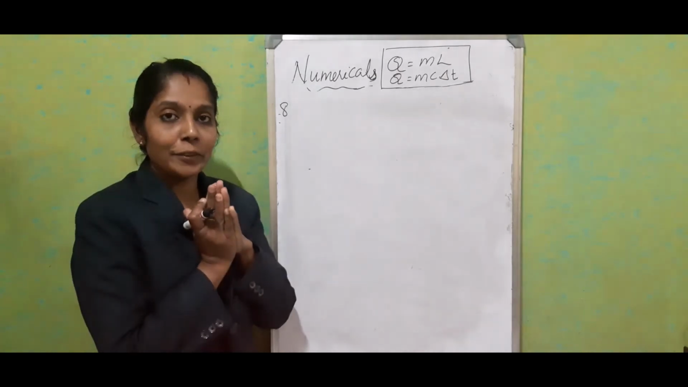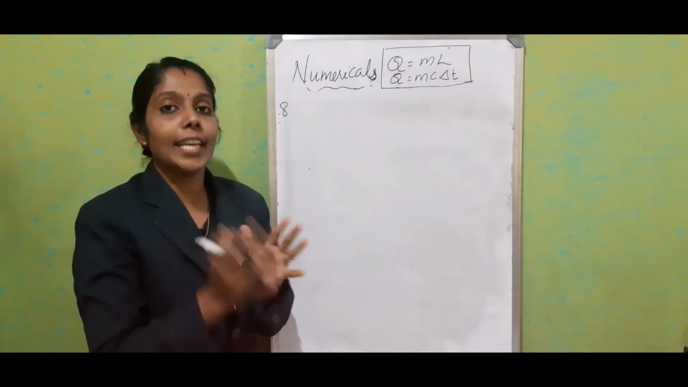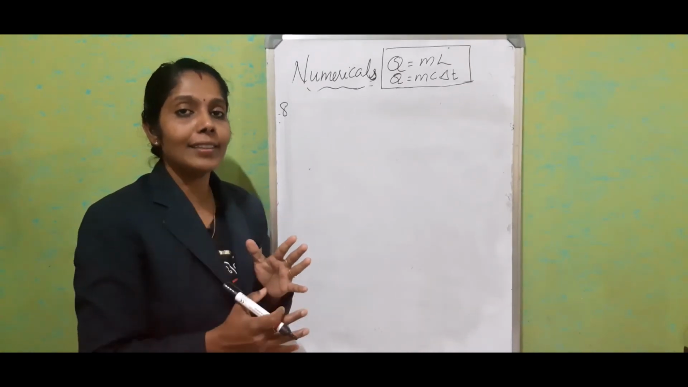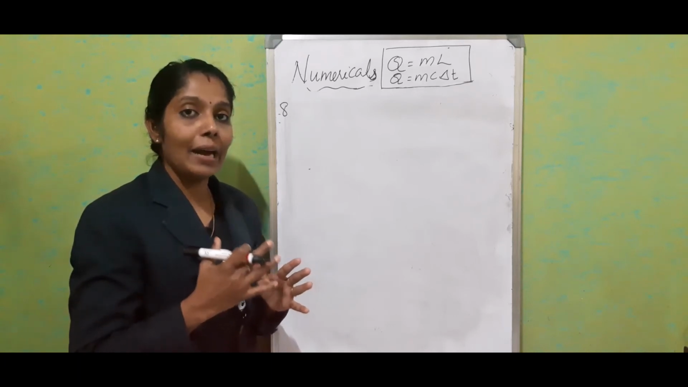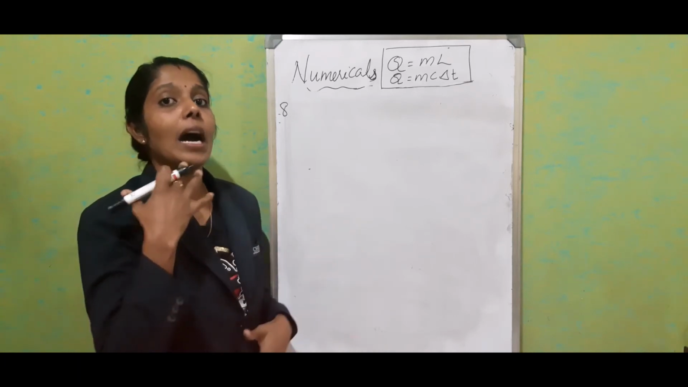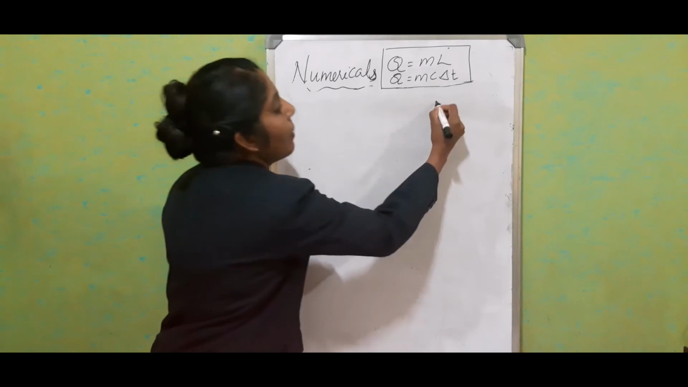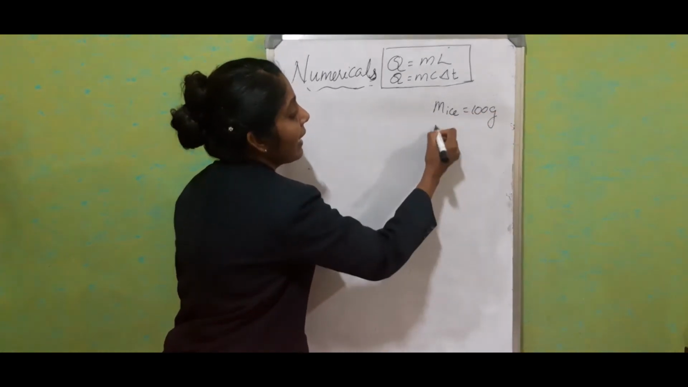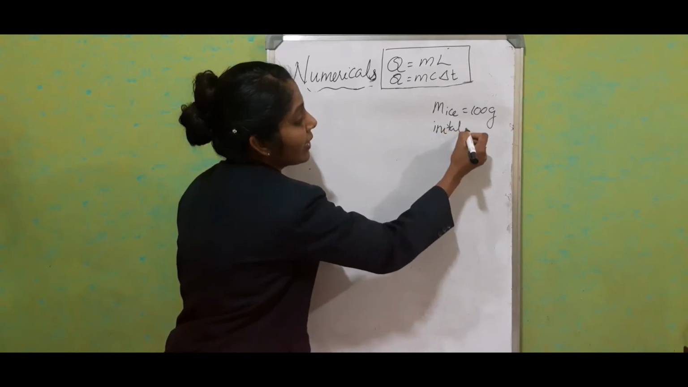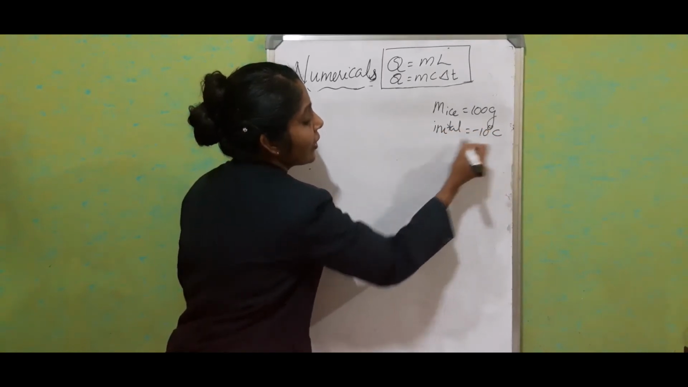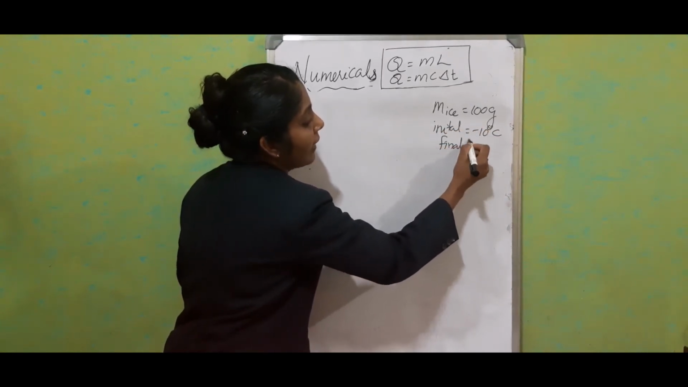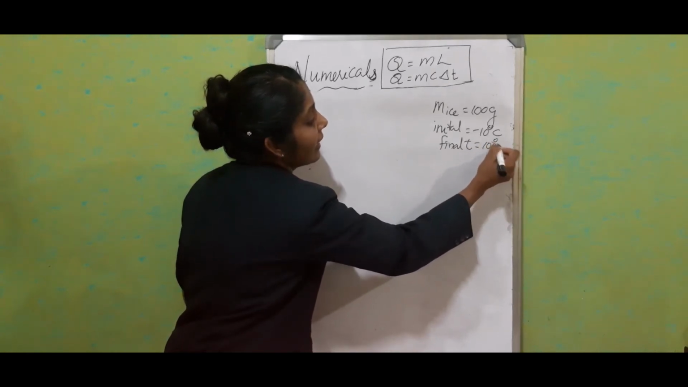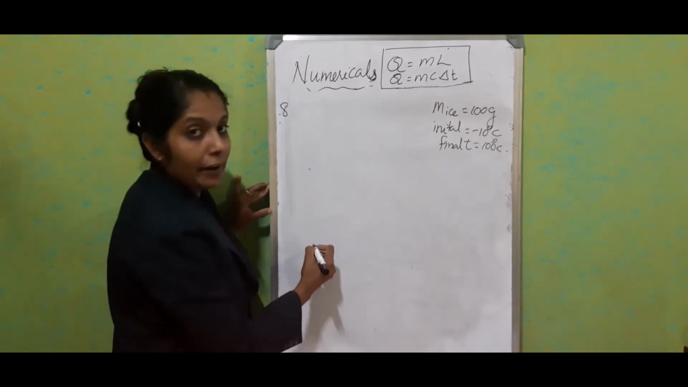Eighth problem, we have to find out the total heat energy required to melt ice of 100 gram from minus 10 degrees Celsius to 100 degrees Celsius. Okay, mass of ice is equal to 100 gram. Initial temperature is minus 10 degrees Celsius. It has to reach the final temperature of 100 degrees Celsius. Okay, we'll start from here.